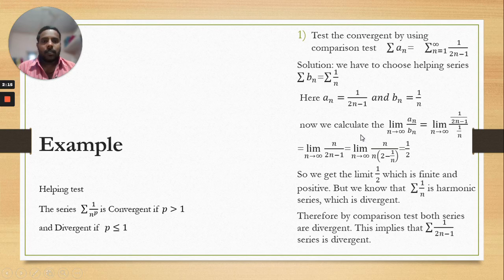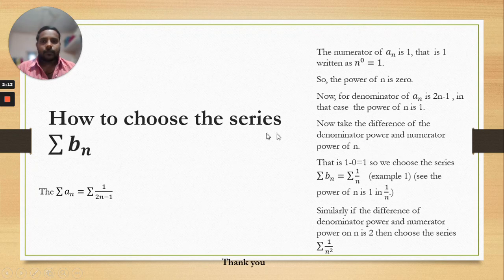In that case, the main problem is how to choose the series bn. Let's start with this series: summation an is equal to summation 1 over 2n minus 1. The numerator is 1, which can be written as n raised to 0, equal to 1. So the power of n is 0.